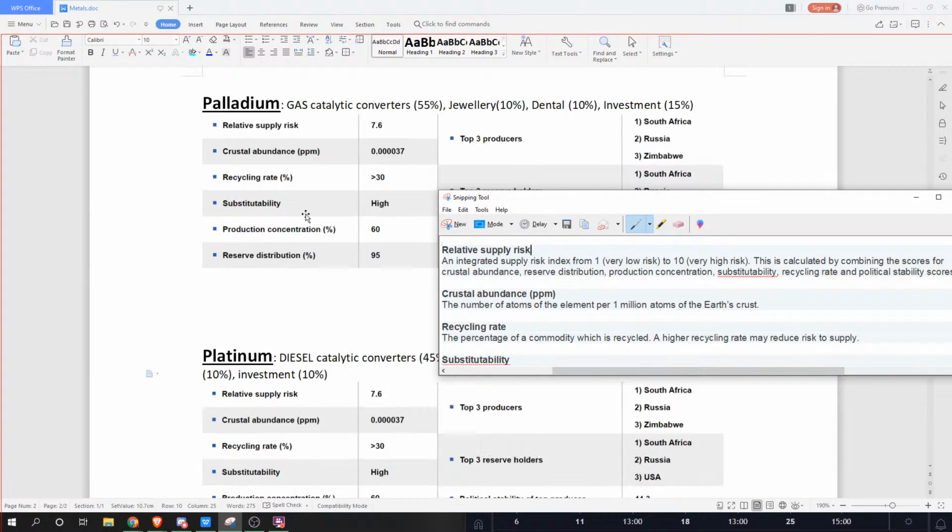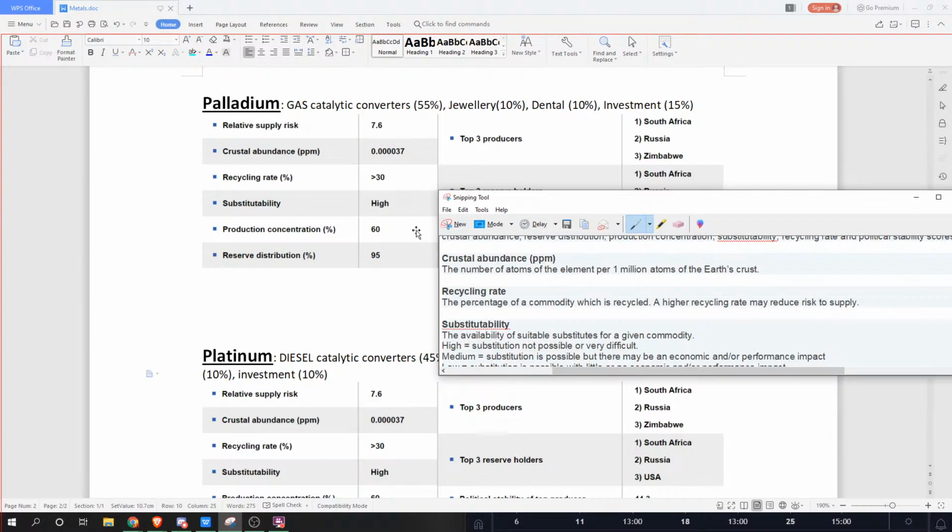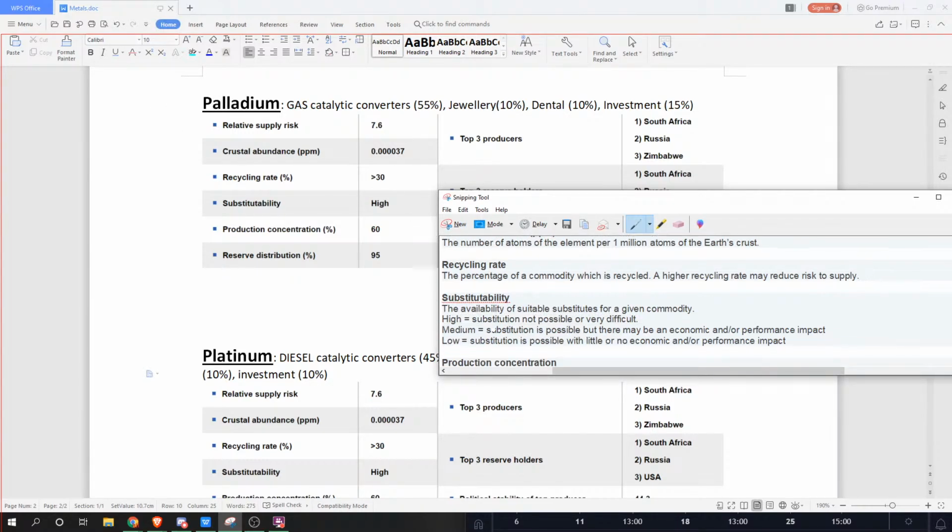But what's different is the ability to substitute a different metal for palladium is very, very high, meaning there's no real substitution for palladium. So if you don't have it, you need to buy it. You can't buy copper, you can't buy another metal to substitute for palladium. So that definitely tells you that if there is a shock in supply, if there's a reduction in supply, the demand will still continue to come into that metal.